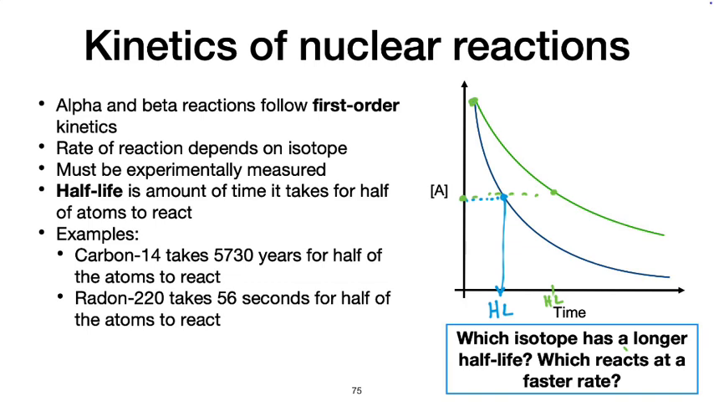Which isotope reacts at a faster rate, blue or green? Blue. And how do we know that? Steeper slope. Awesome. Real quickly, off the slope, we don't even have to think about half-life, so we can just nail that down. Make sense? Okay, I'll stop yapping at you.